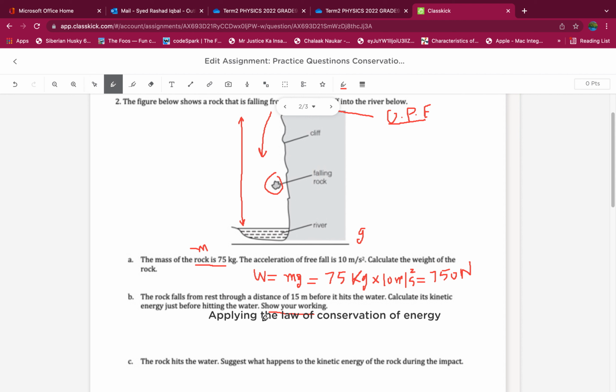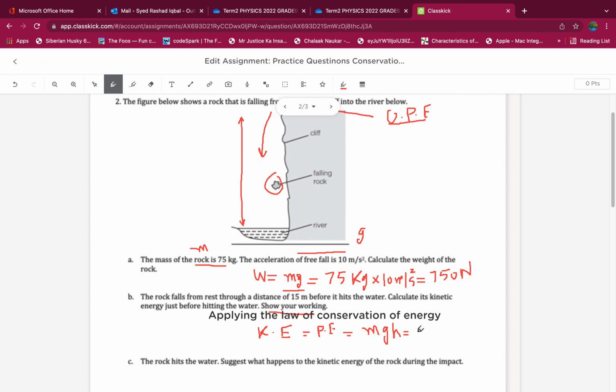So look, the kinetic energy at the bottom will be equal to the potential energy at the height. What is the potential energy at the height? Can you find it? Yes, easily we can find it. mgh, you will use this equation. All quantities you have. What is m, the mass? 75 kg. What is the distance? 15 meters, it's given. And what is the value of g? Free fall acceleration, 10. Just put the values here and you will get your answer.